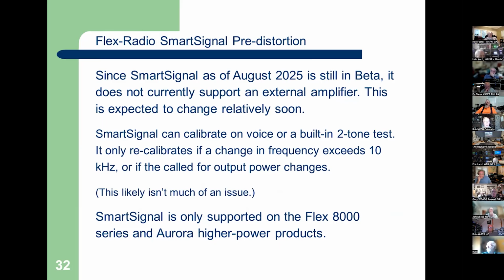Now, Smart Signal can calibrate with voice or with two-tone tests built in. Whether it recalibrates every 10 kilohertz, probably who cares? But the Smart Signal is only supported by the Flex 8000, not the 6000, and it will be supported by this Aurora 500-watt transceiver. Of course, it's not shipping yet.